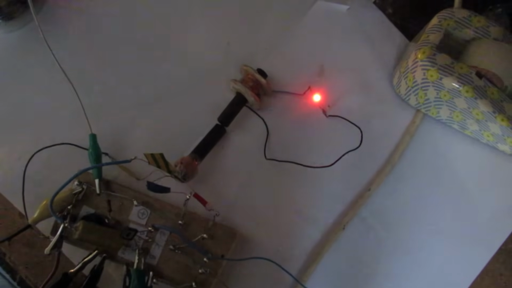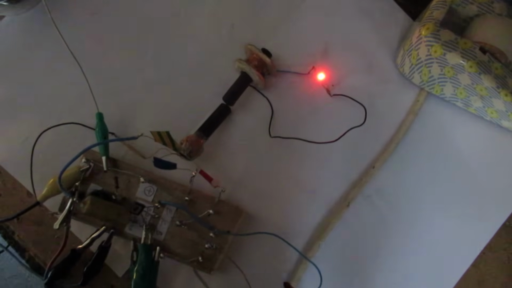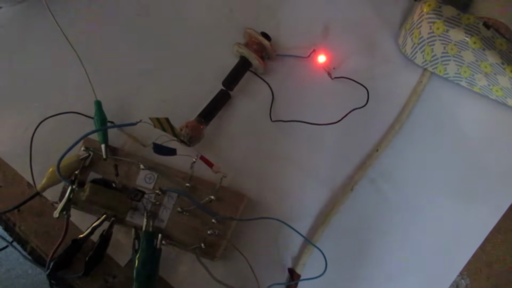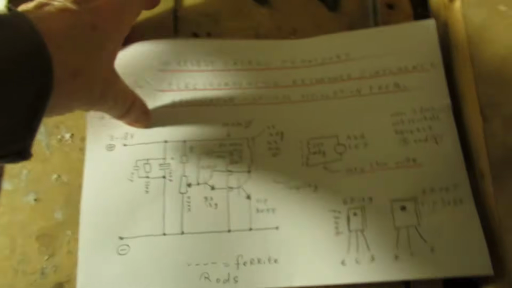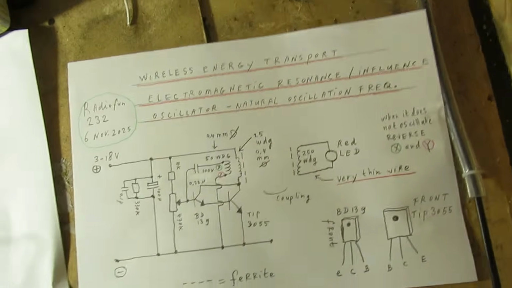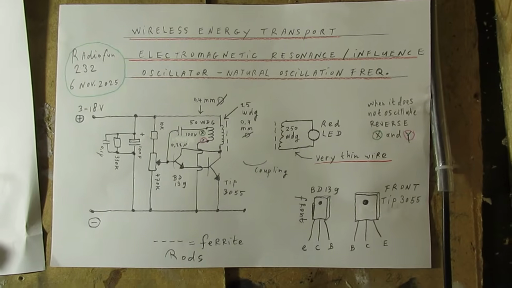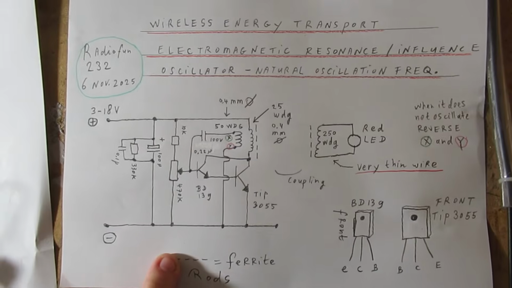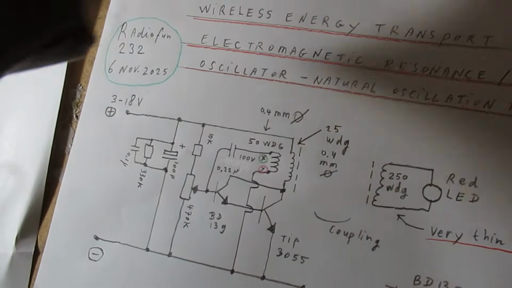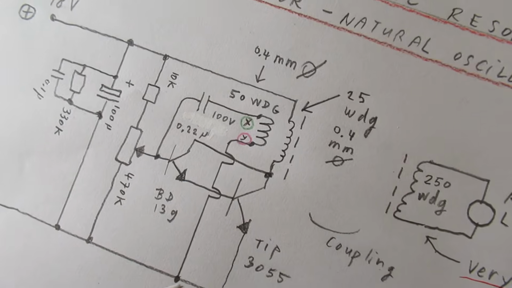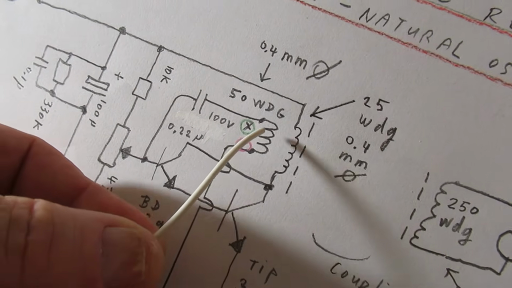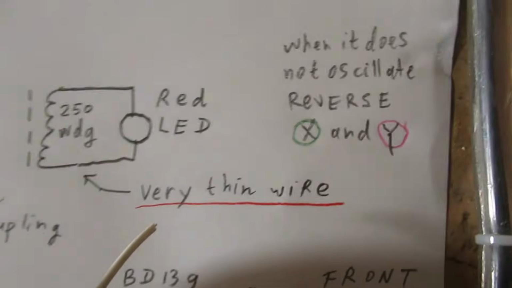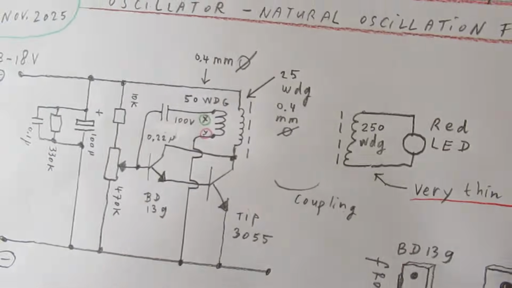Kind of experiment where essential properties are shown. Essential properties of the things that I'm talking about. The schematic again, an easy to make schematic. When it does not want to oscillate, on this coil, the backcoupling coil, reverse the X and the A. So when it doesn't oscillate, reverse this, then it will surely oscillate.